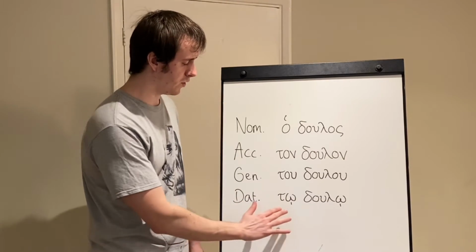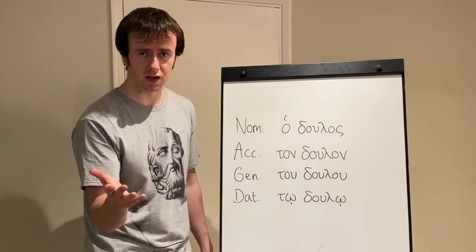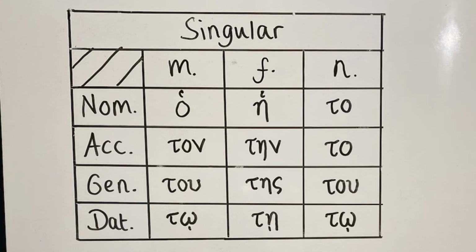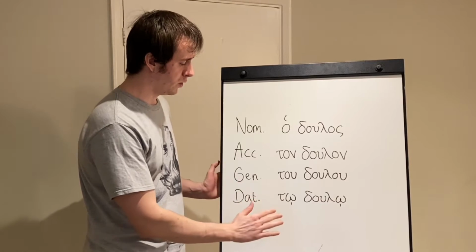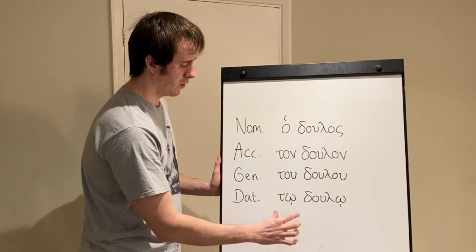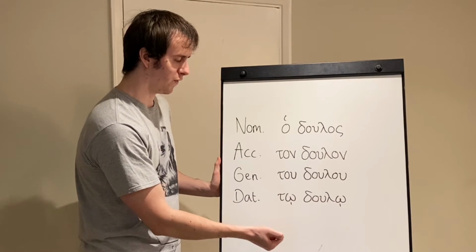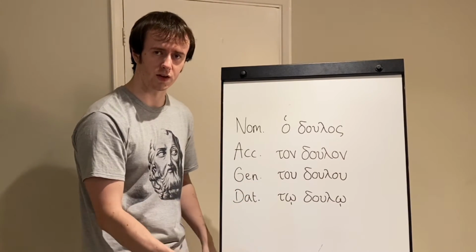And finally, if you know that toi is either masculine or neuter dative singular, once again the forms are identical there, then you know that the noun following it must be dative. And so you know that toi douloi means either to the slave or for the slave, depending on the context.